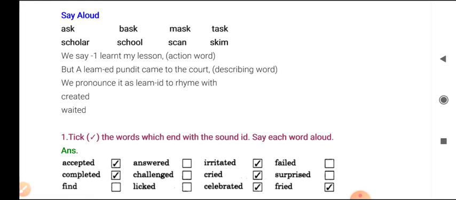We say "I learned my lesson," an action word. But "a learned pundit came to the court," a describing word. We pronounce it as learn-ed, learned, to rhyme with created, waited.